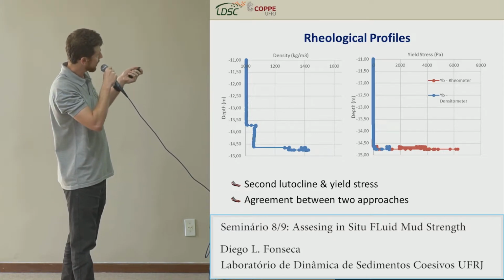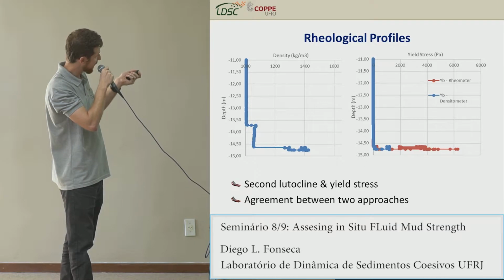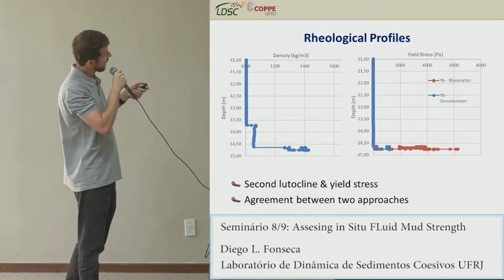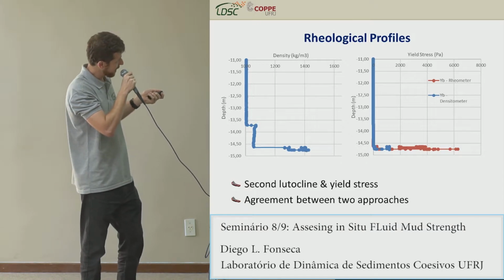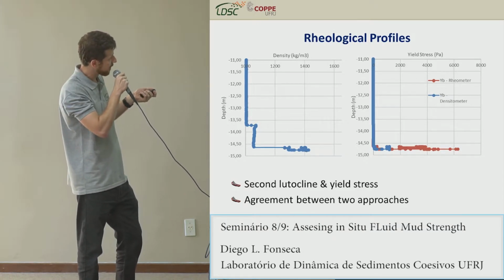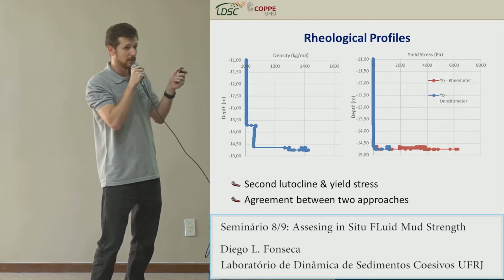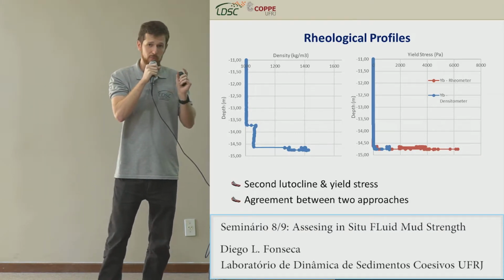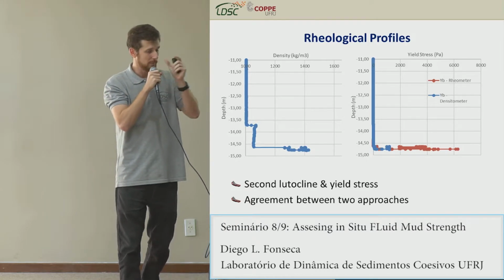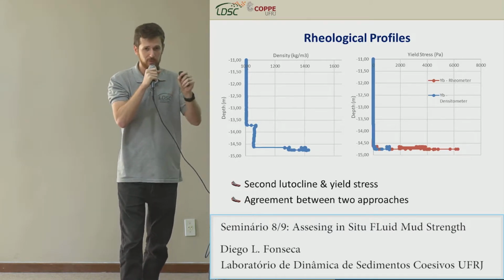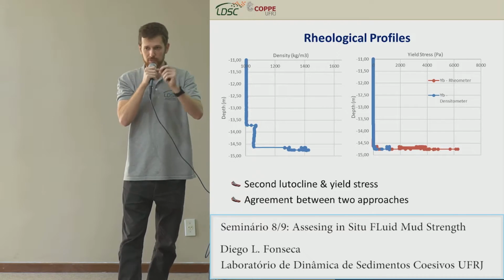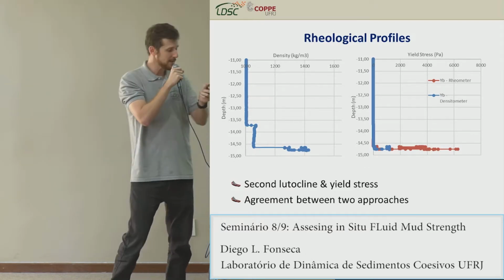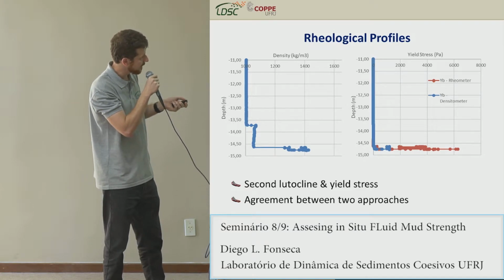So you have a first lutocline here, and then deeper the density rises again. And the same trend we observe here with the density profile calculating the yield stress through the equation we obtained with the rheometer. So we took the samples from Rio Grande, we tested them with the rheometer, we obtained the curve relating density and yield stress. And this is the curve here in red.